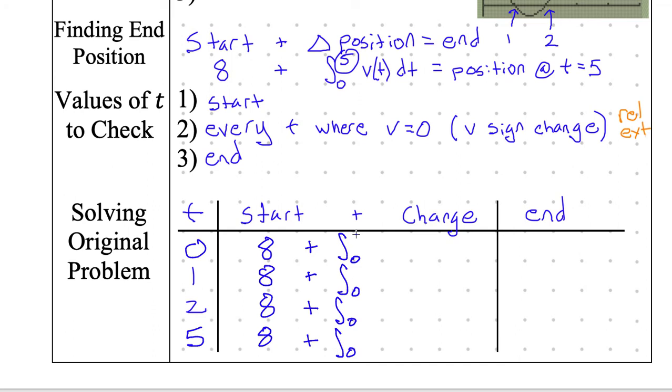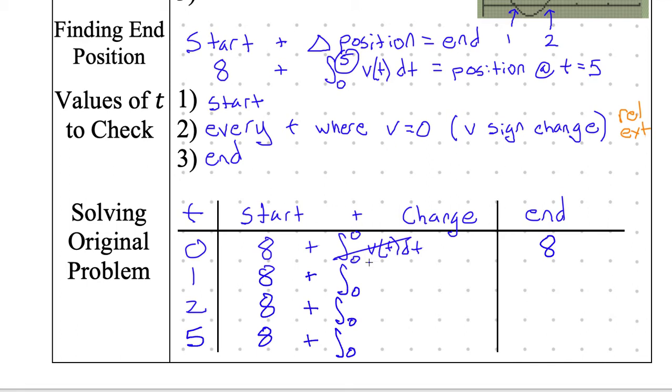And then integral from 0 to this time that we're looking for. So integral from 0 to 0 of velocity. Whenever I have an integral from the same number to the same number, you can just assume that that's nothing. That means that we haven't moved. There is no change, because it's still time equals 0. So your end value is where you started. If I haven't moved, I'm still at the start. That logically makes sense, right?